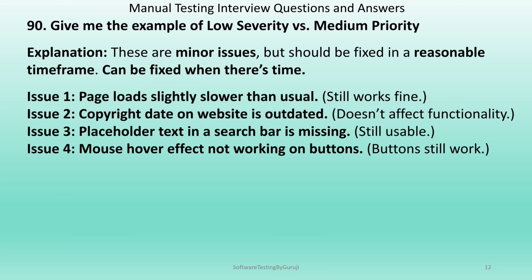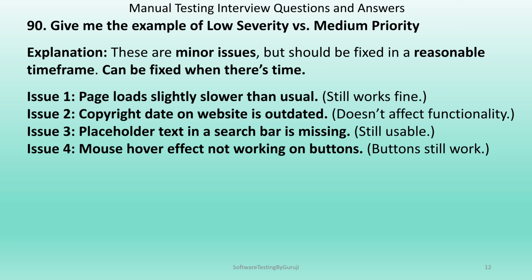Next question is, give me the example of low severity versus medium priority. Explanation, these are minor issues but should be fixed in a reasonable time frame. Can be fixed when there is time. Let's see the different examples.